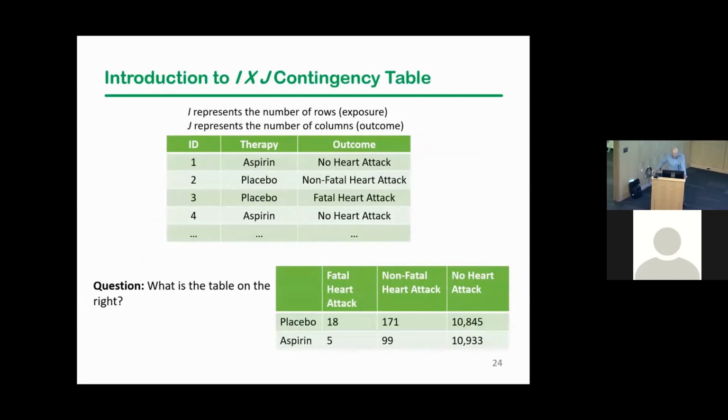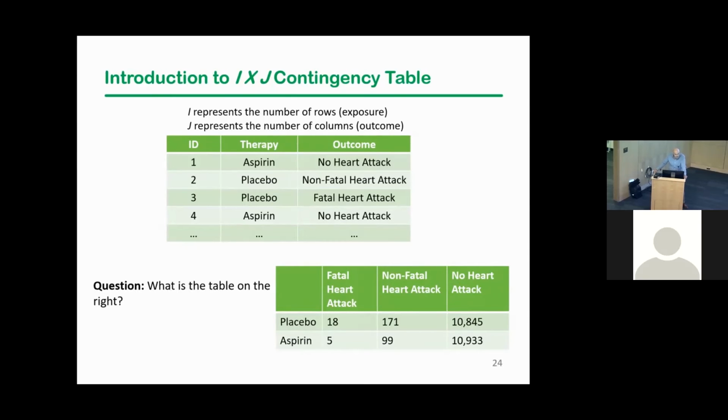Another one, an extension of the 2x2 table, is what we call an I by J contingency table. I represents the number of rows, which is often the exposures we talked about, and J represents the number of columns, which is our outcome. What I have at the top here is typically how you as clinicians hand me data, right? You have the ID on the left side, then some therapy, and then some outcome. And it's possible that in the levels of the therapy value or the outcome value, it's not just a simple 2x2 table. So what I give down here is a classical example of placebo versus aspirin.